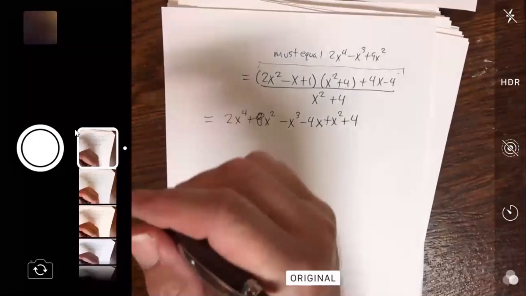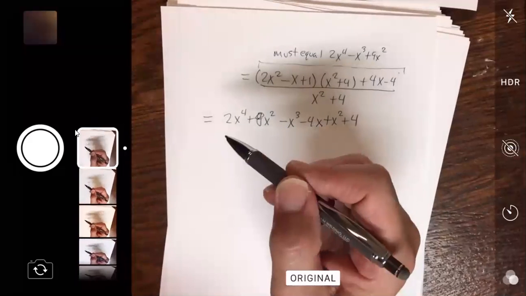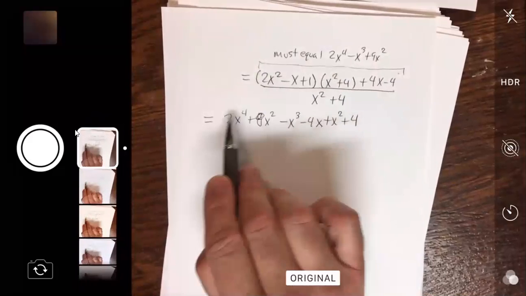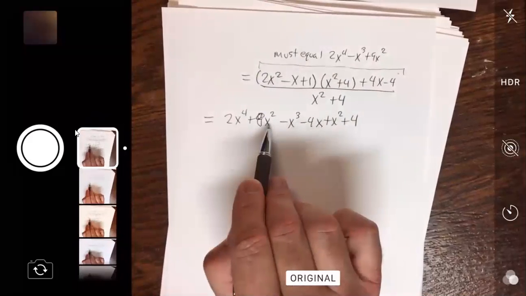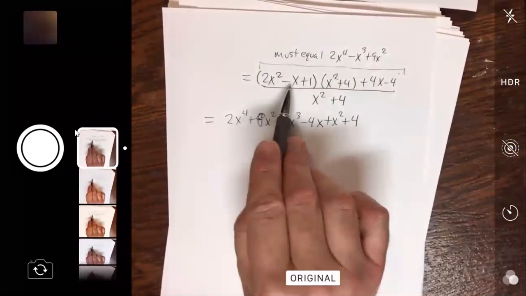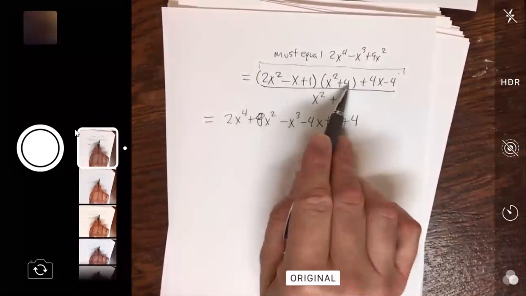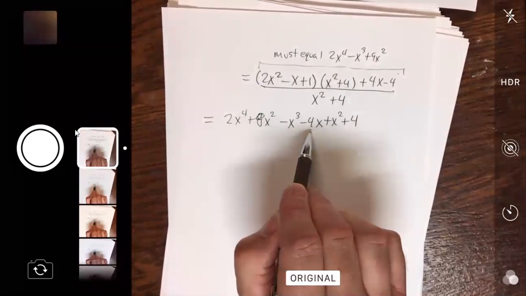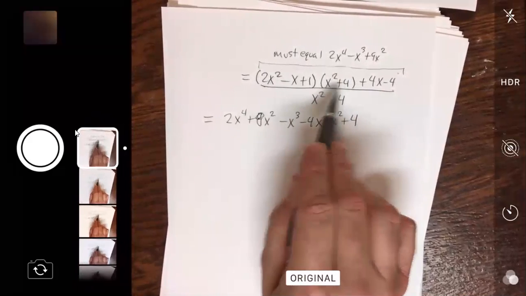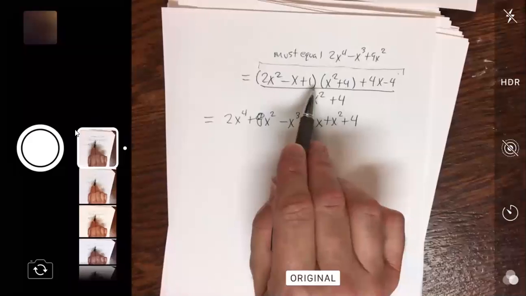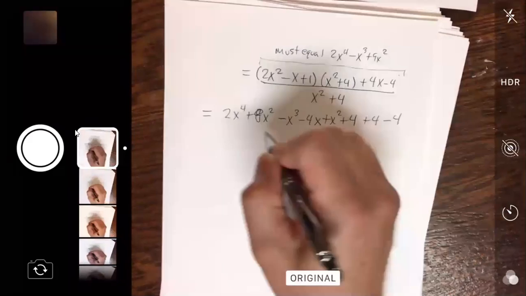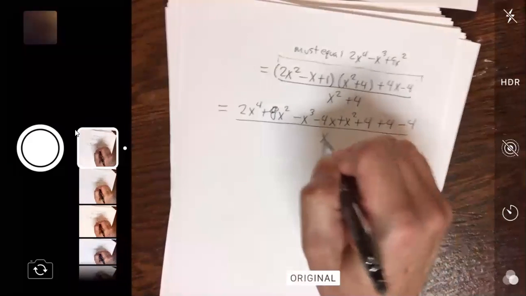I teach it as rounds of distributive property. So I distribute this through this, write it down, sort of round one. And then I do the minus x through this, that's minus x cubed and minus 4x, that's round two. And then finally easy, distribute one through, doesn't change, plus x squared plus 4. Still have this plus 4x minus 4. It's all still over x squared plus 4.